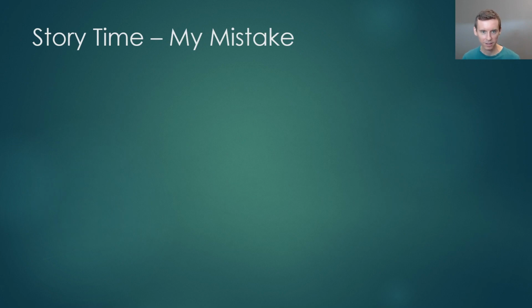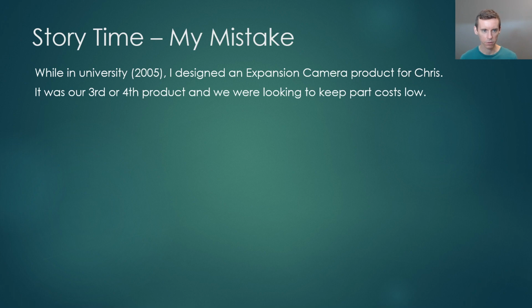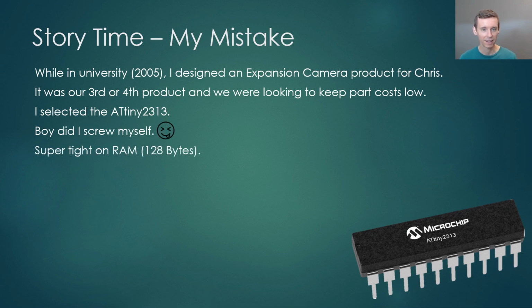All right, a quick little bit of history on some of my mistakes going from early developer into more commercial products. While I was in university, I was designing an expansion camera product for Chris, and it was like our third or fourth microcontroller product, and we wanted to keep the part cost low. So I selected the AT Tiny 2313, this beautiful little chip here. But I messed up, big time. It was super tight on RAM, and it had like 128 bytes of RAM. I needed 2 communication interfaces, but I was like, you know what? I can bit bang another one.